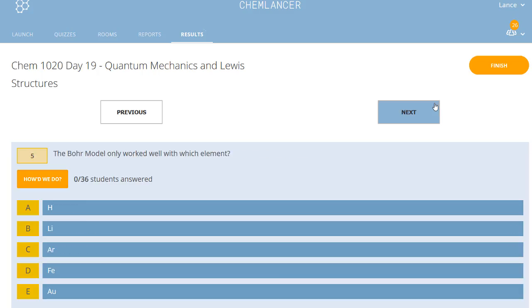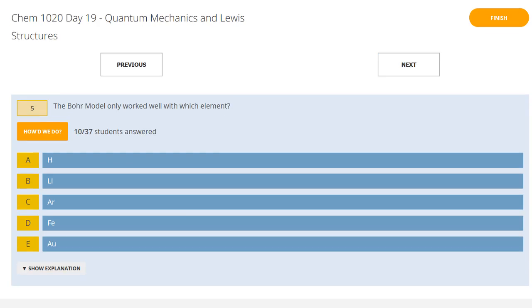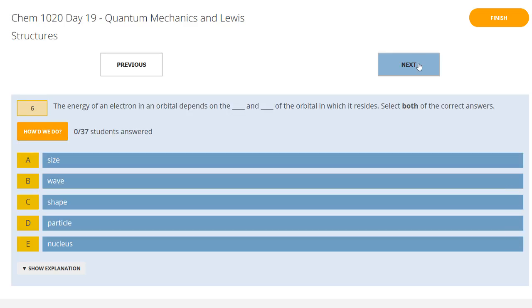The Bohr model worked well with which element? It only worked well with which element? Count down. 5, 4, 3, 2, 1. Wonderful. First back-to-back hundreds all semester.